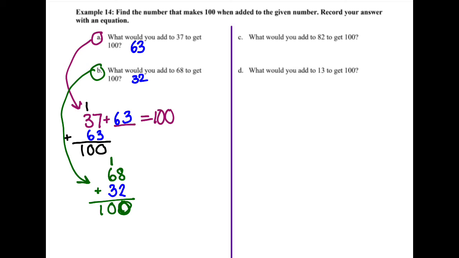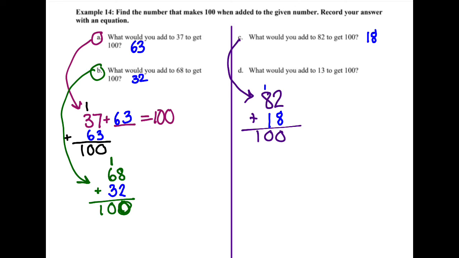Okay, so let's try the next one over here. What would you get, or what would you add to 82 to get to 100? Okay, 2 plus 8 is 10. And now we have 9 here. So I just need 1 more. Okay, so it's 18. Kind of cool.